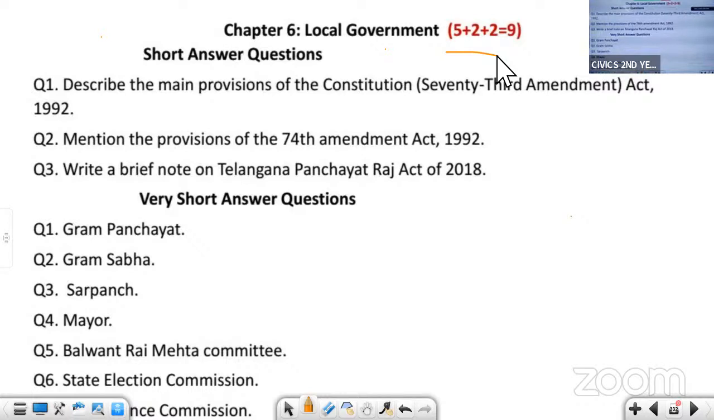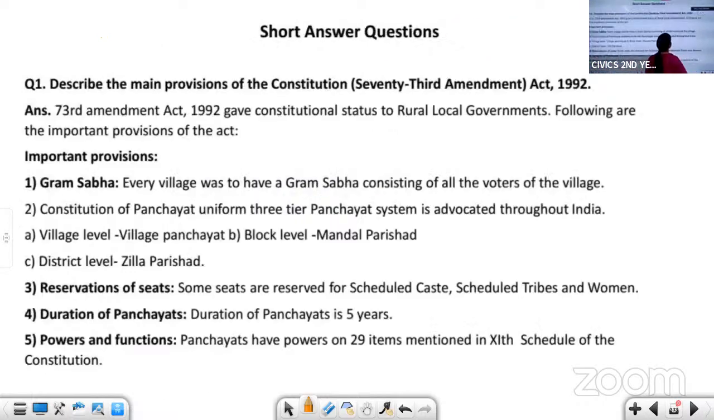So if you are learning these 3 questions, along with this, I'll give you 1 more question. But most important are these 3. And the best part is, if you are able to learn the first one, that is 73rd Amendment Act, then 74th Amendment Act and Telangana Panchayat Raj, they are similar, small changes. Okay. Then very short questions. You have 7 questions in this. If you are learning these 7, definitely you will get 2 questions out of these 7 questions.